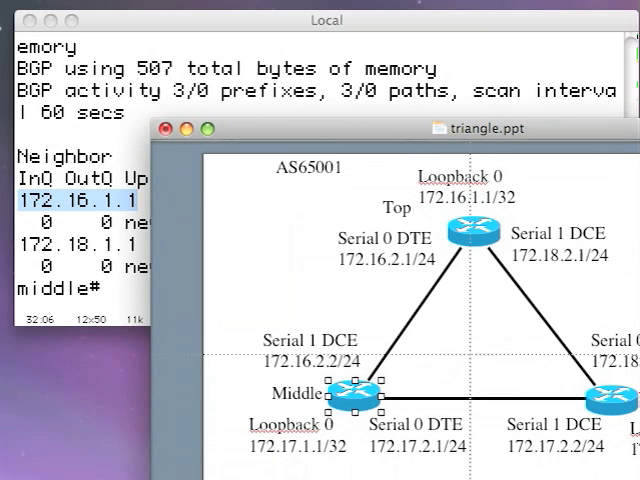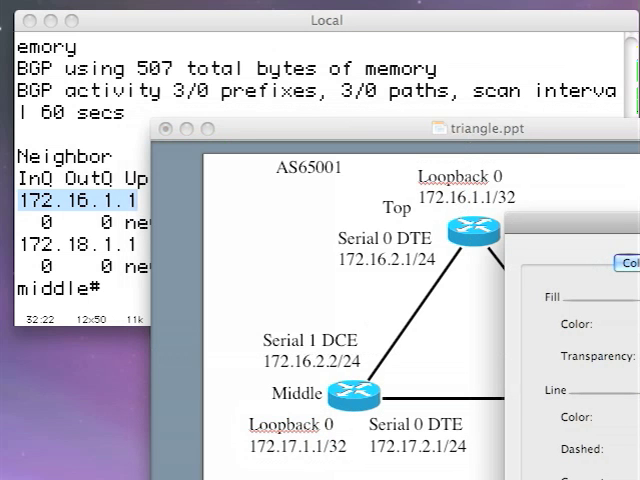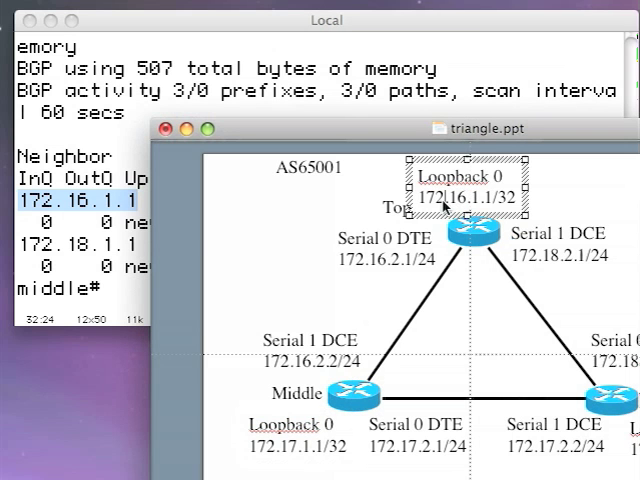All BGP sessions run over TCP port 179. The iBGP sessions run between the loopback addresses on the routers. So that means that the middle router needs to know how to talk to the loopback address of the top router, and frankly, since you're in a full mesh, all the loopback addresses of all the routers in your routing domain, whether the routers are directly connected or not, before BGP even works.